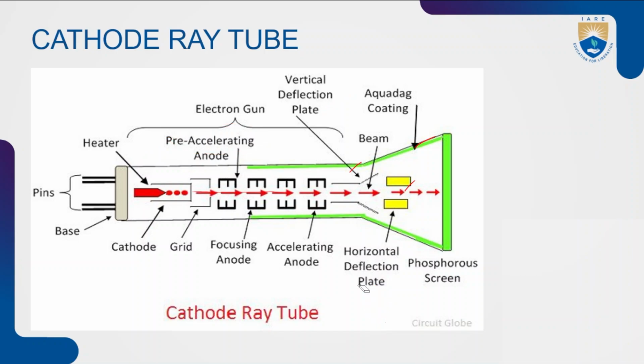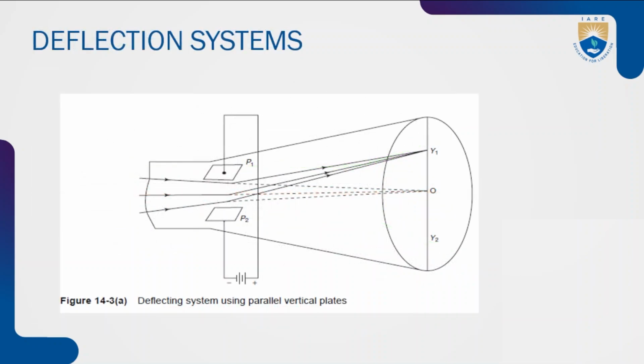And as we know, the main part of the CRO is the cathode ray tube. In this tube, the important parameters are the deflection plates: vertical deflection plates and horizontal deflection plates. And this is the internal architecture of the vertical deflection system. As we know, one CRT consists of one set of vertical deflection plates and one set of horizontal deflection plates. The vertical deflection system consists of one set of vertical deflection plates.